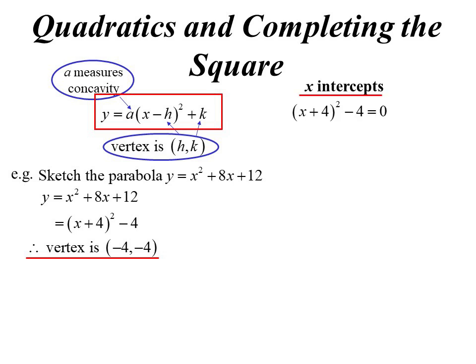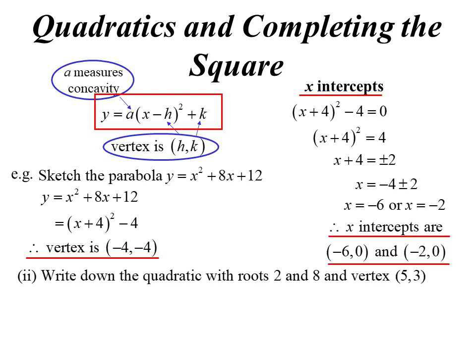The x-intercepts, well, it's in that form now, so I could solve it like this. (x + 4) squared minus 4 equals 0. Move the 4 to the other side. Something squared is 4. Therefore, it's plus or minus 2. I have my 2 x-intercepts.